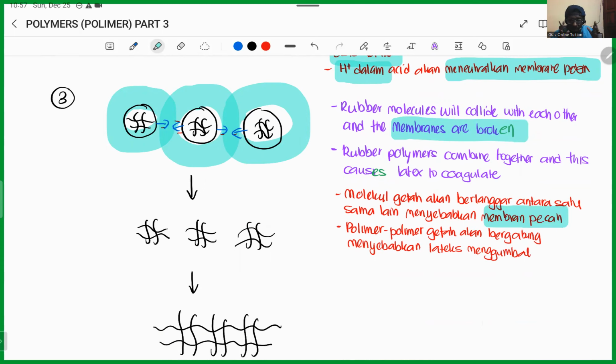Bila membrane itu pecah, apa yang berlaku? Membrane dah pecah, the rubber molecules, rubber polymers are exposed. Polymer getah ni semua dia terdedah antara satu sama lain. Dan apa yang berlaku? Polymer-polymer getah akan bergabung. The rubber polymers will combine and this causes latex to coagulate. Ini menyebabkan latex menggumpal. Ini berlaku secara semula jadi tanpa kita letakkan apa-apa bahan dalam tu. Automatically happens.